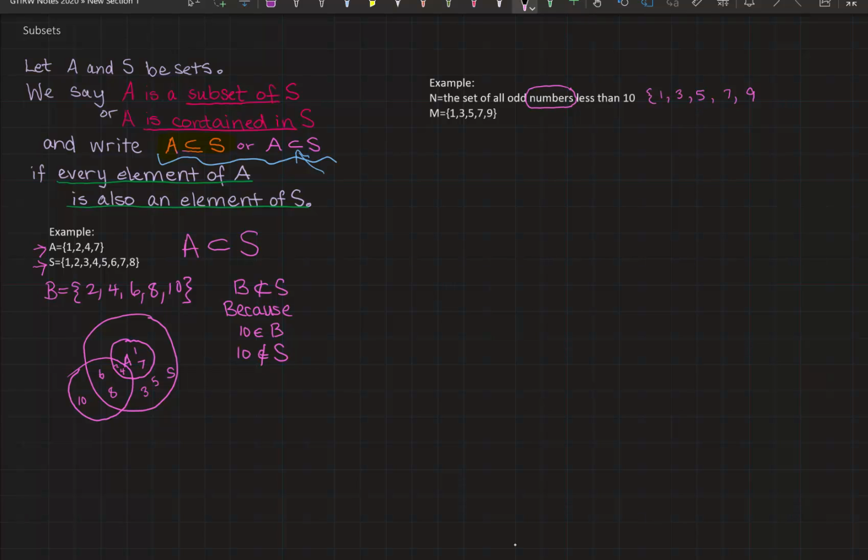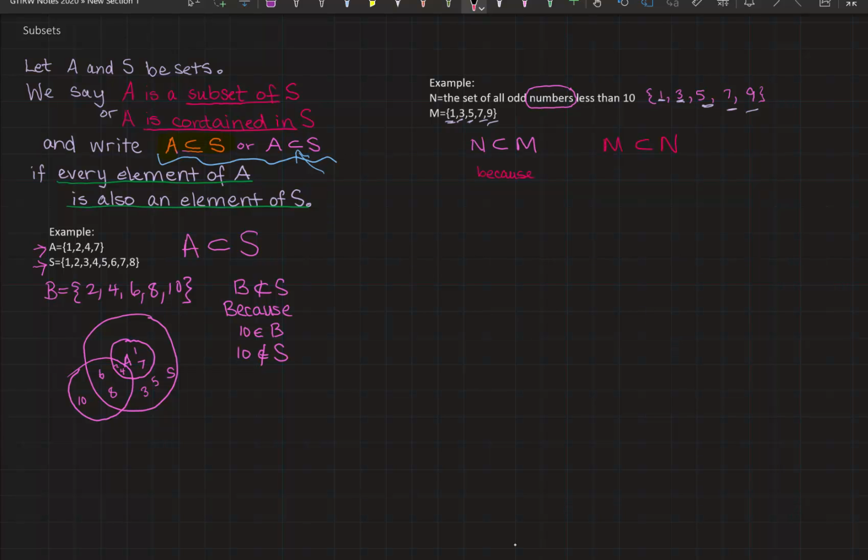Now I want you to notice something. I just listed out the same collection of elements as the collection that I had titled M. So N was contained in M because every element of N could be found in M. You can see that correspondence. 1 is in both, 3 is in both, 5 is in both, 7 is in both, and 9 is in both. But also, for the same reason, M is contained in N.